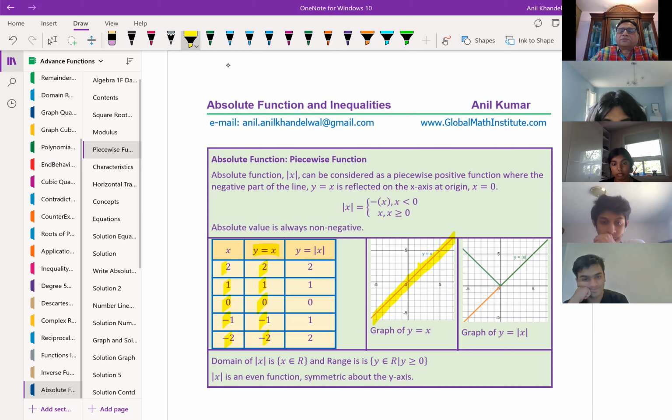And when you plot these points on the graph and connect them with a solid line, you get the graph of the line y equals x, correct? You have done it so many times, perfect. But what is the absolute value of x?